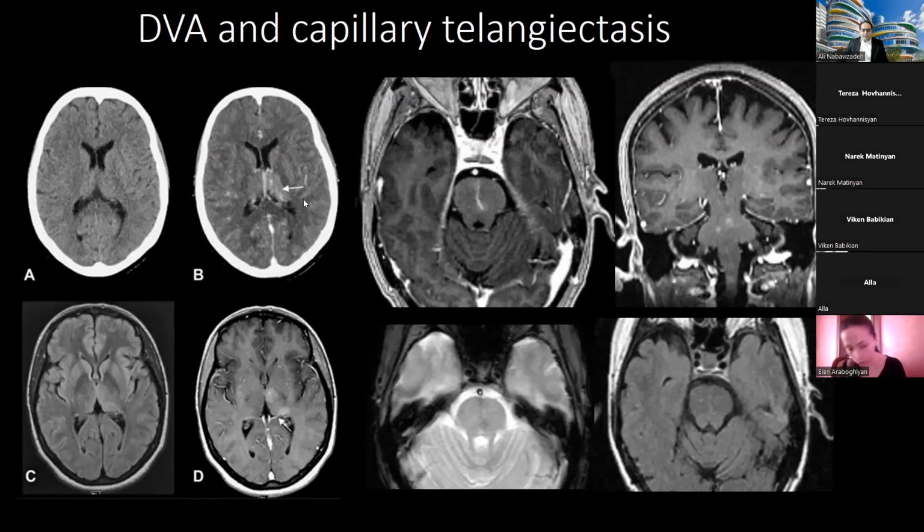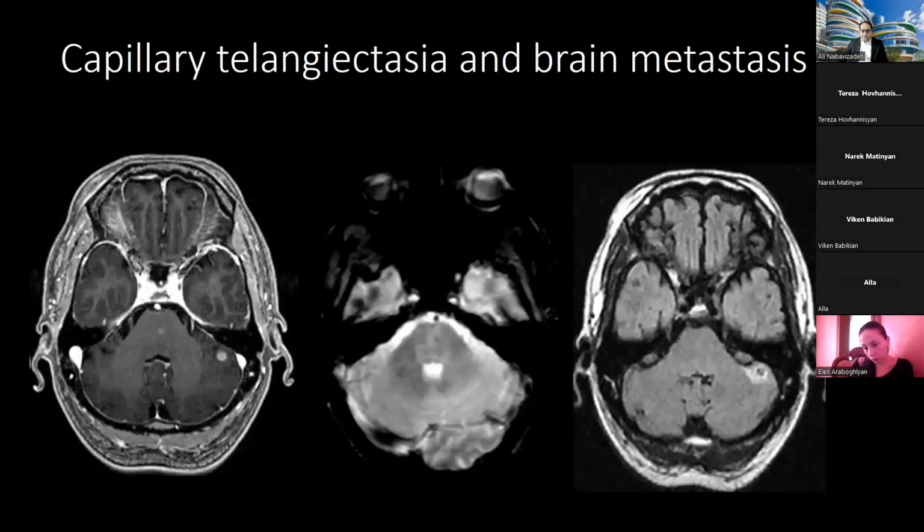This is a patient that has a capillary telangiectasia of left thalamus and also a DVA. So capillary telangiectasia, no abnormal signal intensity on FLAIR, and faint enhancement on post-contrast MR. You can also see a DVA here. This patient had a DVA involving the upper pons and also multiple capillary telangiectasia in the pons. Again, faint enhancement and some susceptibility on GRE, no abnormal signal intensity on FLAIR.